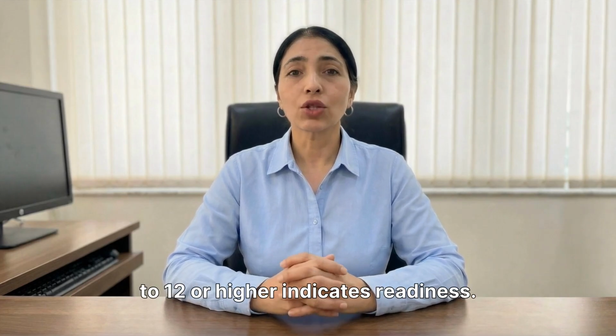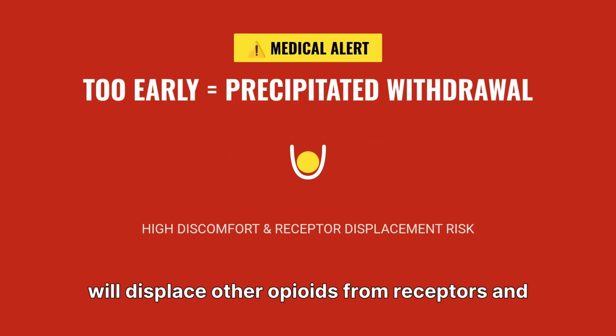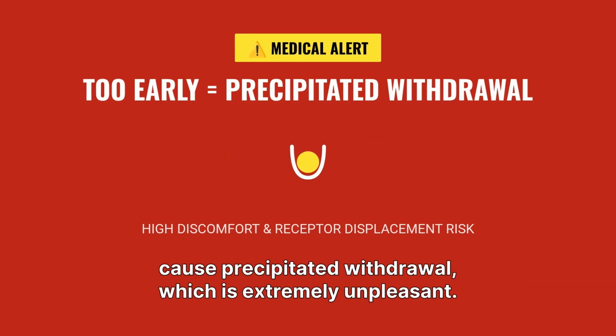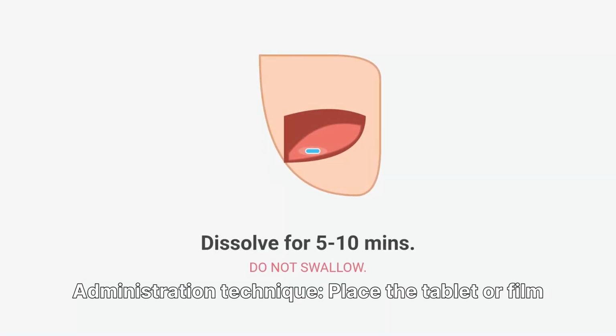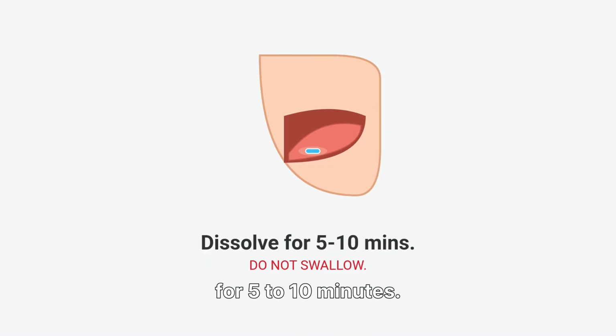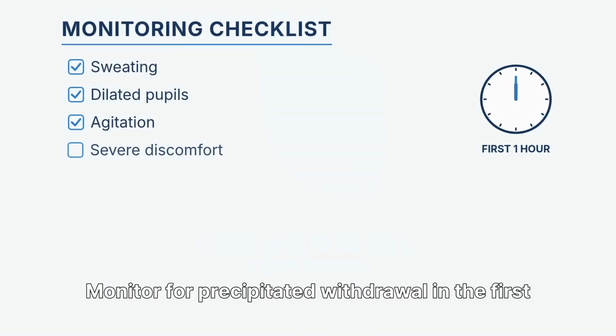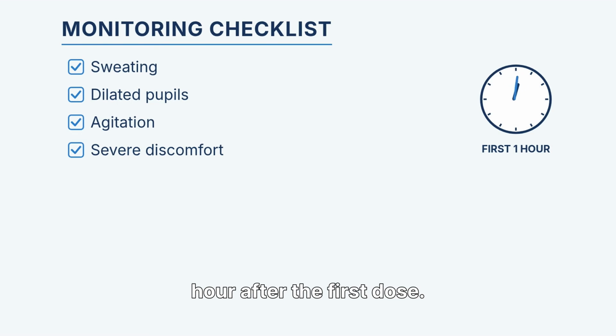A score of 8 to 12 or higher indicates readiness. If buprenorphine is given too early, it will displace other opioids from receptors and cause precipitated withdrawal, which is extremely unpleasant. Administration technique: place the tablet or film under the tongue and let it dissolve for 5 to 10 minutes. Do not swallow. Monitor for precipitated withdrawal in the first hour after the first dose.